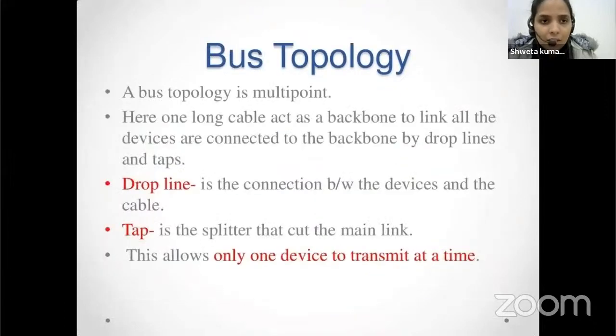Okay, next we have bus. A bus is a multi-port topology where a long cable acts as a backbone to link all the devices. Devices are connected to the backbone by drop lines and taps. A drop line is a connection between the device and the cable. A tap is a splitter that cuts the main link. This allows only one device to transmit at a time.